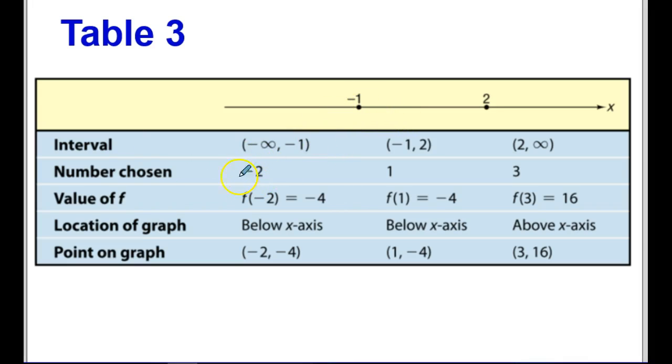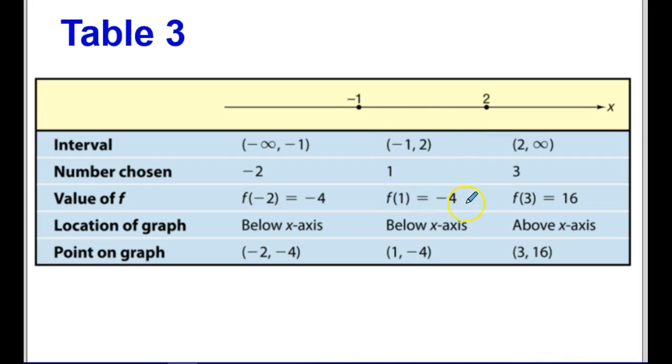I pick a negative 2 down here just because it's simple. I plug it into my function and I end up with a negative 4, so I see I'm below my x-axis. That also gives me another point that I can graph. Then I pick something in between, here we pick 1. You could pick 0, you could pick any number that falls in this interval.